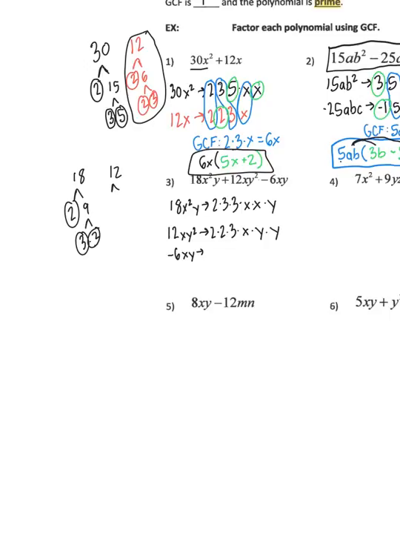And finally, negative 6. I know negative 6 breaks into negative 1 and 6, and in order to get 6, I can multiply 2 times 3. That all gives me negative 6. Then I've got 1x and I've got 1y.